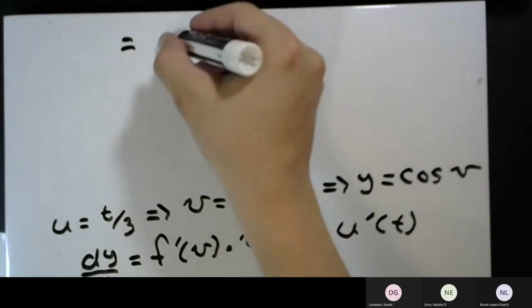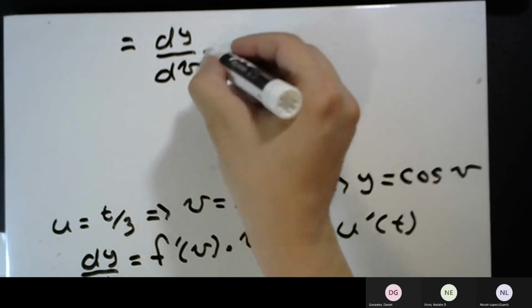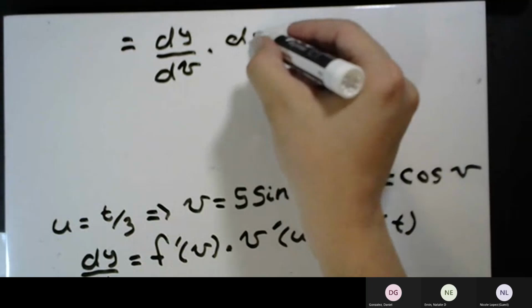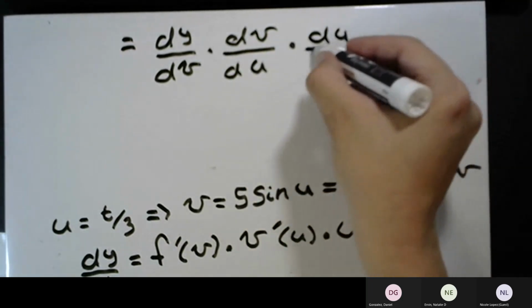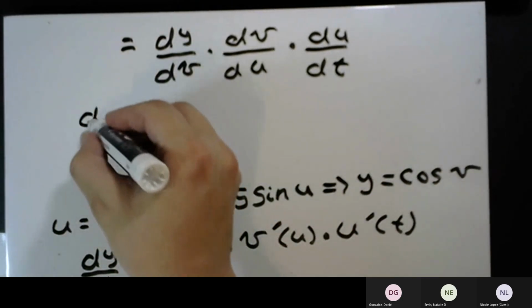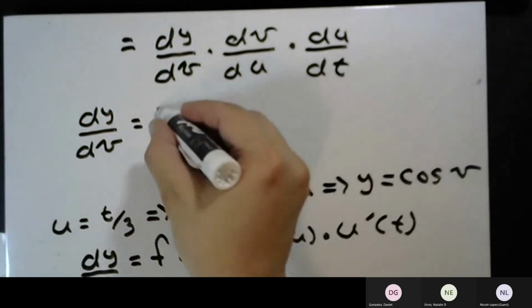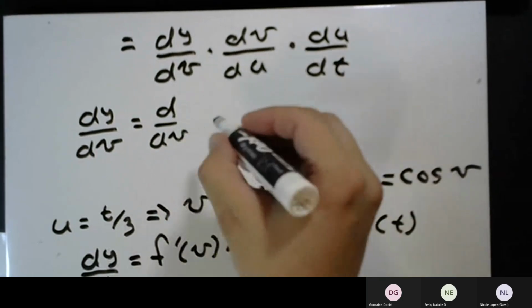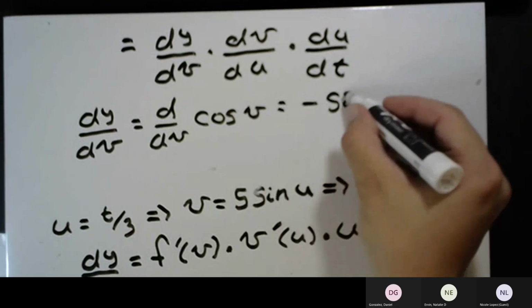Or we'll have dy dv times dv du times du dt. So let's figure out dy dv. dy dv is going to be d dv of cosine of v. That's negative sine of v.